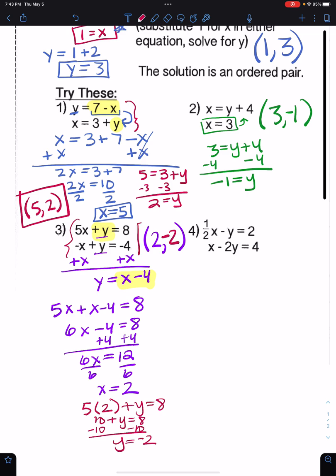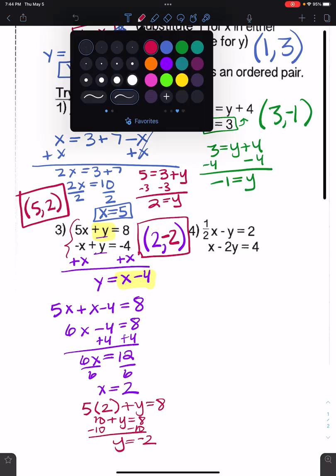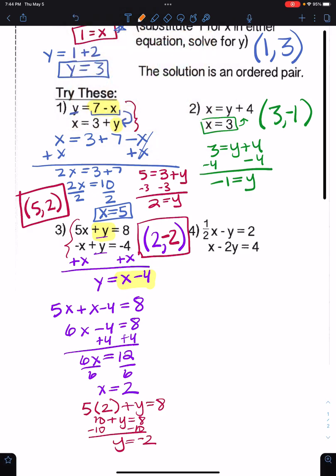And this is actually, if you graphed those two equations on the coordinate plane and you made lines, they would cross at the point (2, -2). Nice, right? All right, last example.